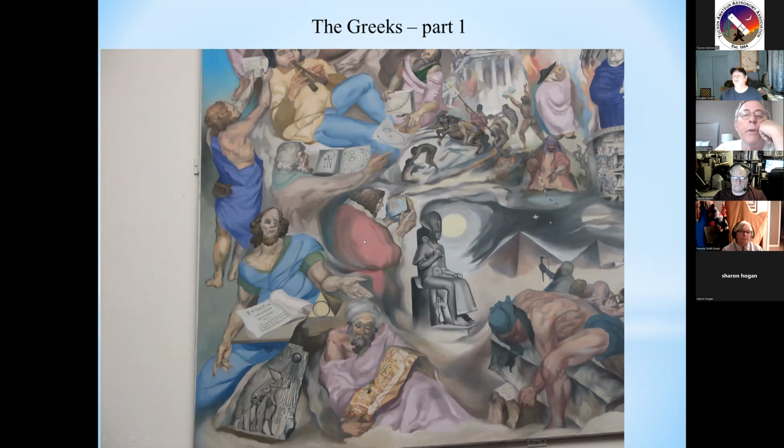And then here's one of my favorite Greek guys, a Greek astronomer, Eratosthenes. He was the first one to come up with an accurate measurement for the circumference of the Earth.